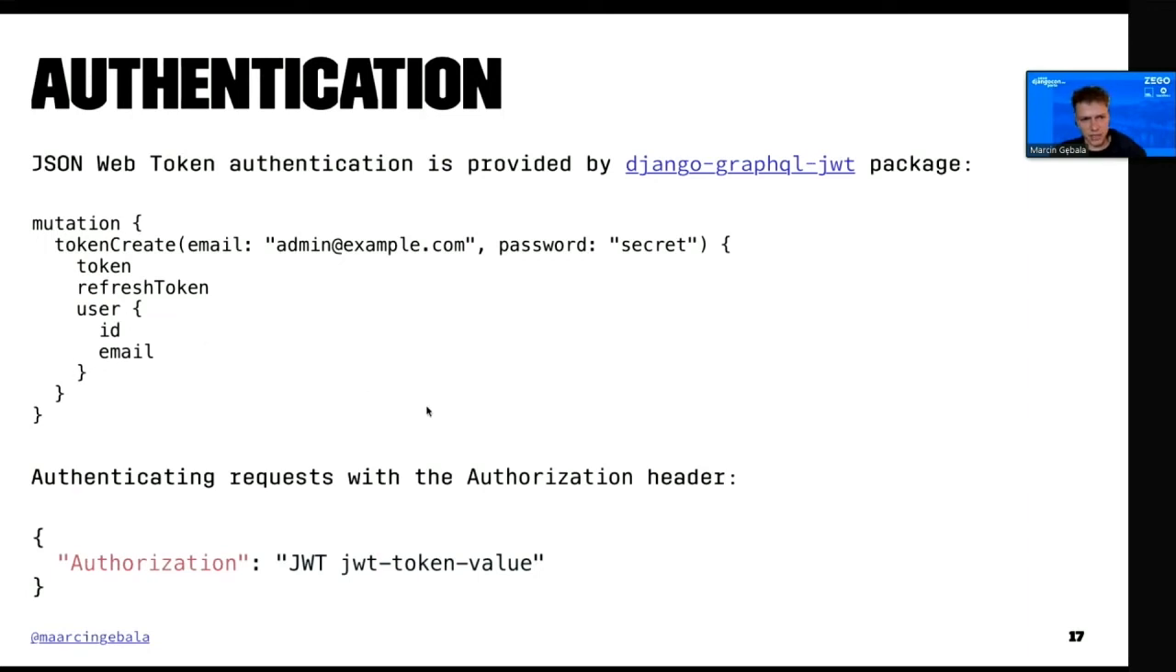So once we have the access token, we use this authorization header to pass the token and authenticate subsequent requests. Of course, this library also provides a middleware so that our app understands how to parse those headers and how to get the user from those tokens.